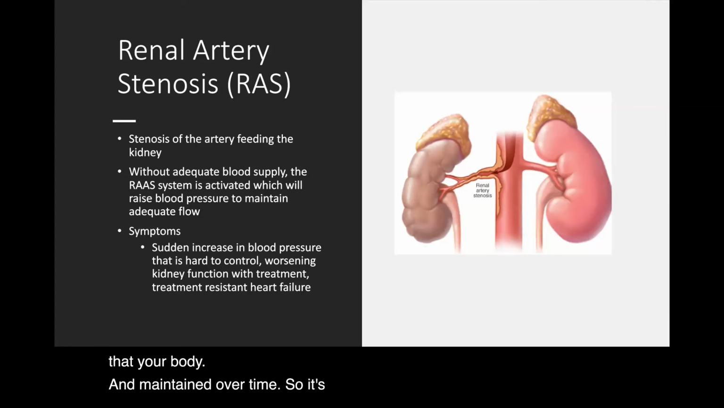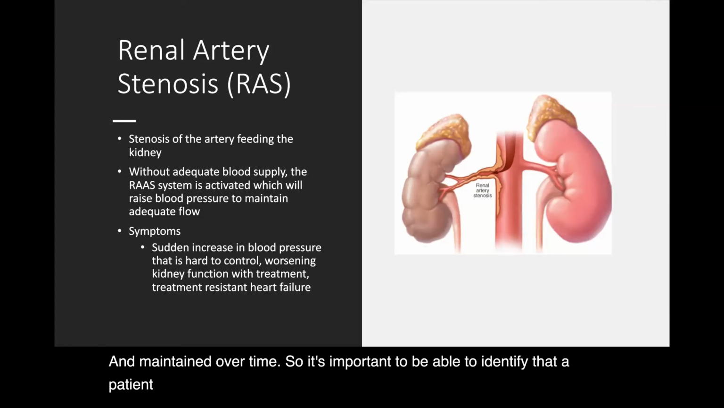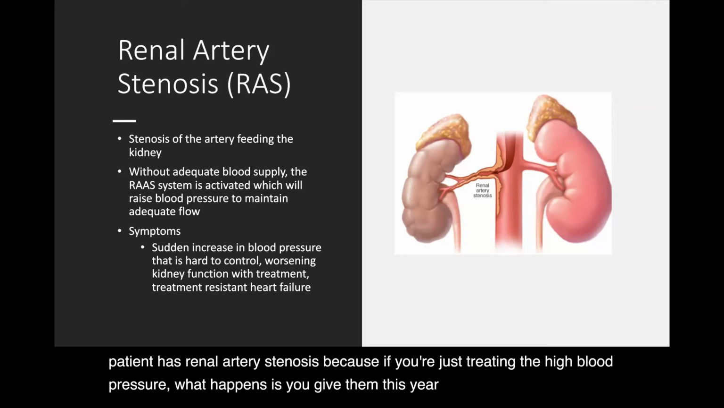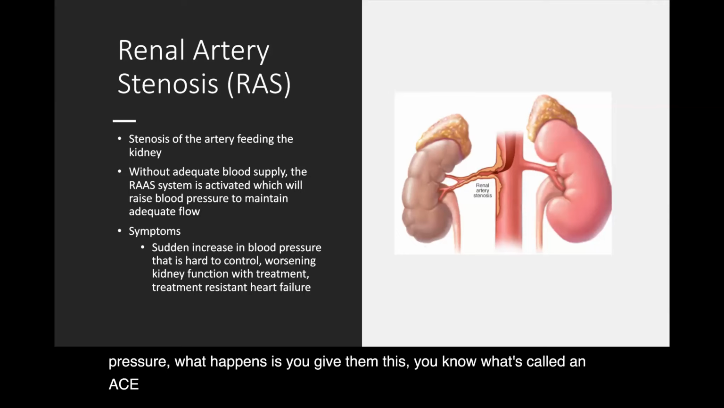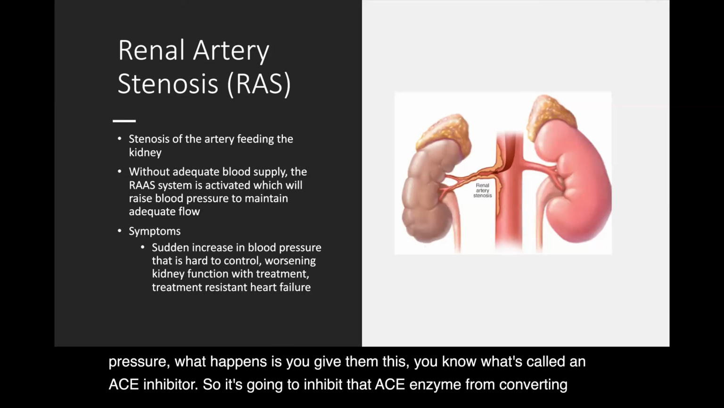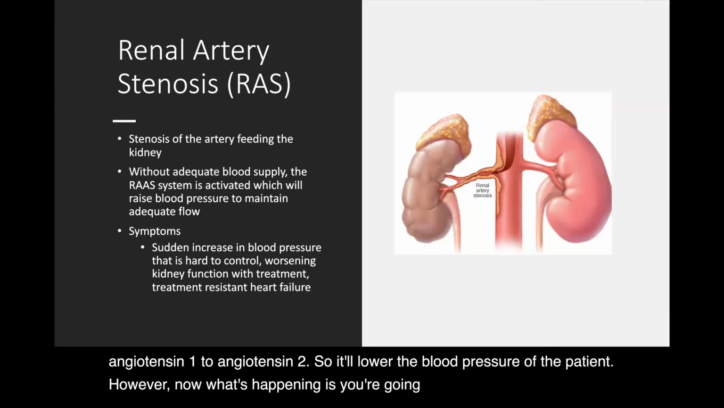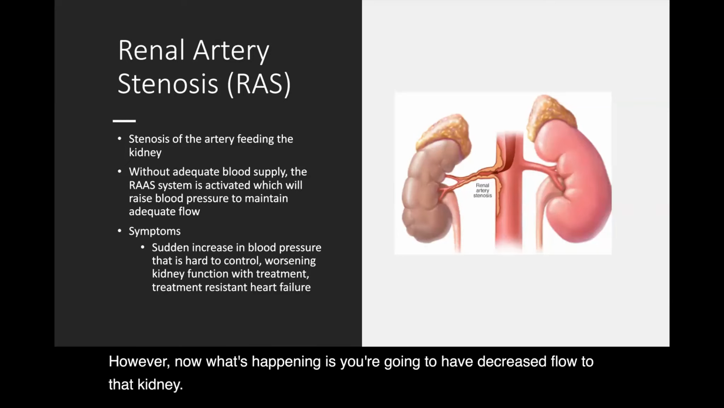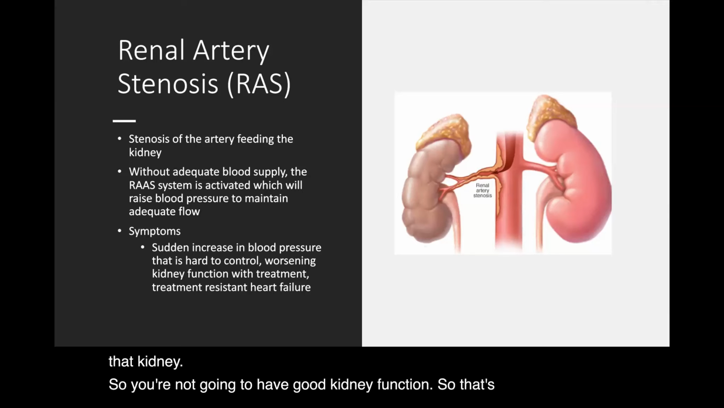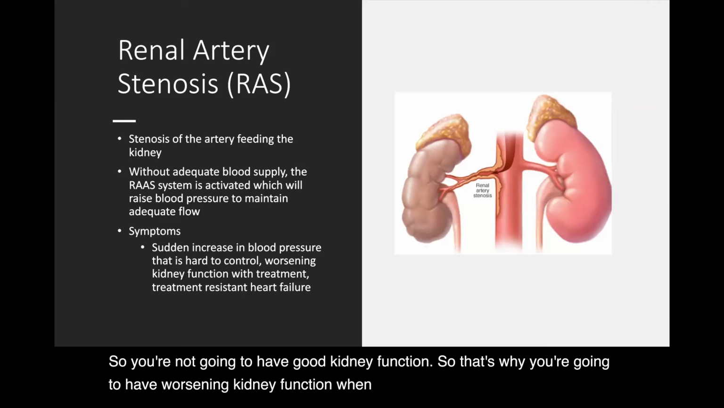So it's important to be able to identify that a patient has renal artery stenosis, because if you're just treating the high blood pressure, you give them what's called an ACE inhibitor. It's going to inhibit that ACE enzyme from converting angiotensin 1 to angiotensin 2, so it'll lower the blood pressure of the patient. However, now you're going to have decreased flow to that kidney, so you're not going to have good kidney function. That's why you're going to have worsening kidney function when you're treating that high blood pressure.